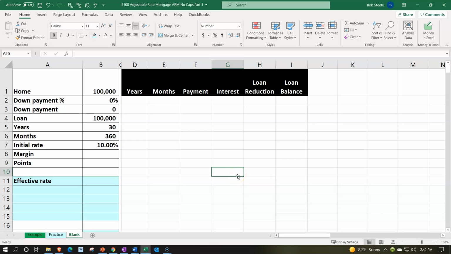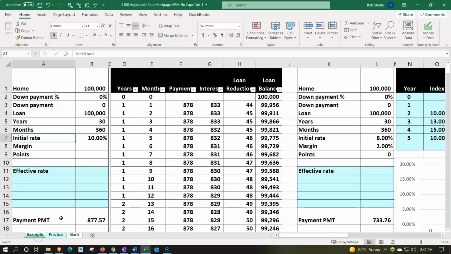If you have access to the Excel worksheet and would like to follow along, note that we have 3 tabs down below: the example tab, practice tab, and blank tab. Let's take a look at them now, starting with the example tab, in essence being an answer key. Although we're focused on the ARM, we're first going to take a look at a standard fixed 30-year to compare and contrast the ARM to.